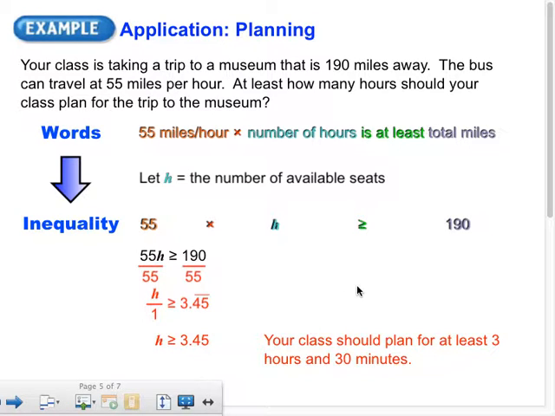So the bar means that it's repeating? That was a repeating decimal, yes. But I'm not going to get into that. We're almost out of time.